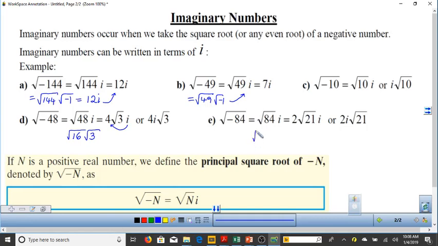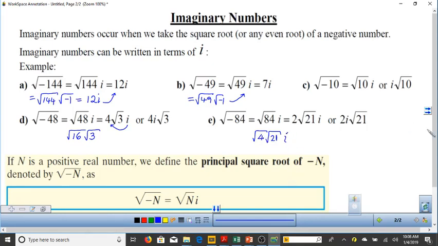A similar example is here, where we have the square root of 84. The largest square number that can divide into 84 is 4, and 84 divided by 4 is 21. There's no square number other than 1 that will divide into 21. So then we end up with 2, which is the square root of 4, times the square root of 21, and of course the i.